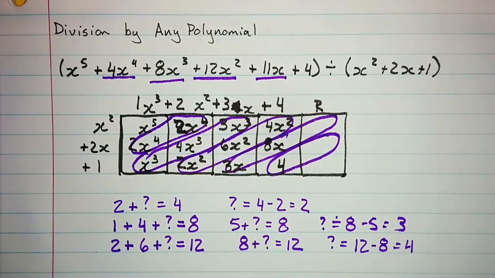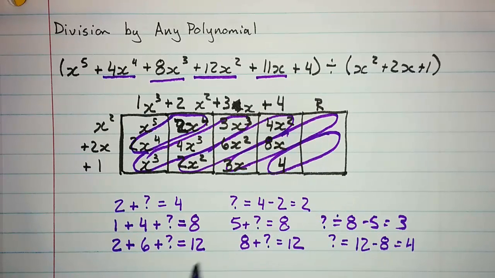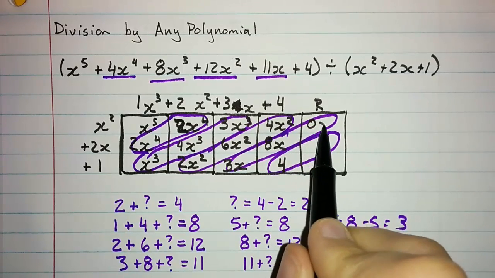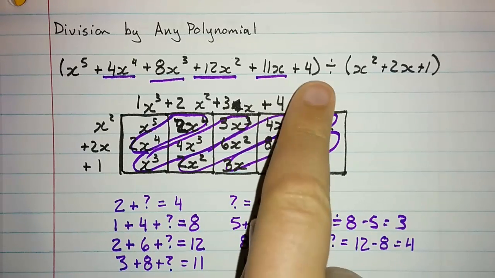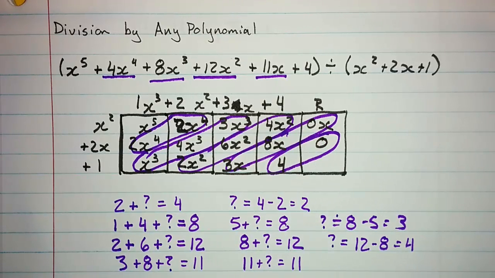Well, I have one unknown coefficient in an x diagonal. 3 plus 8 plus what will give me 11? Oh, 3 plus 8 is already 11, isn't it? I'll have a 0x here. And I can easily see that 4 is already 4. So I'll have a 0 here. Hey, I didn't get a remainder. That's kind of cool.